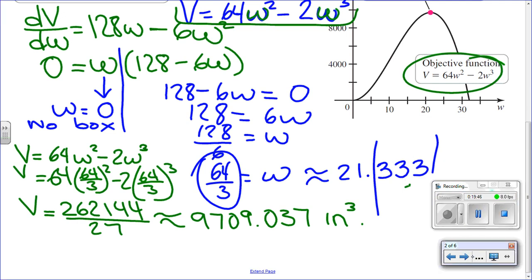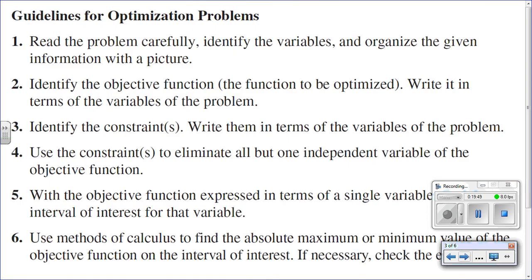Okay, so who wants to read the next one? Those are the guidelines for optimization problems, so we'll read them for this. Okay, so Eric, number 1. Read the problem carefully, identify the variables, and organize the given information with a picture. Next person. Identify the objective function, the function to be optimized. Write it in terms of one variable. That's when we substitute one variable for the other expression, like when we substituted the height for the depth. Okay, number 3, who wants it?